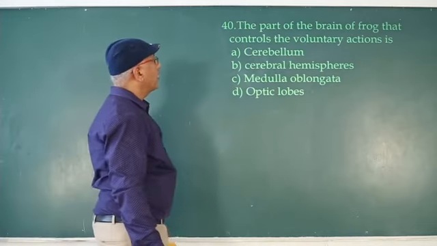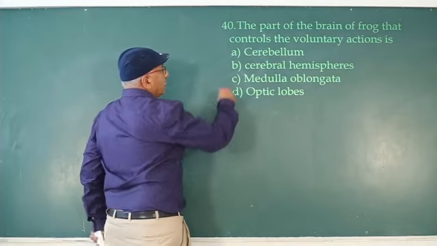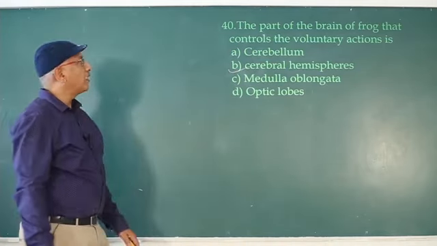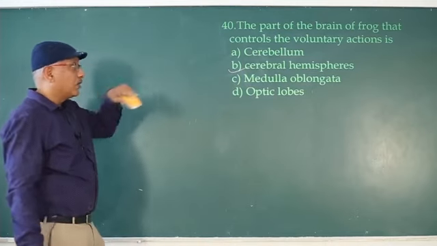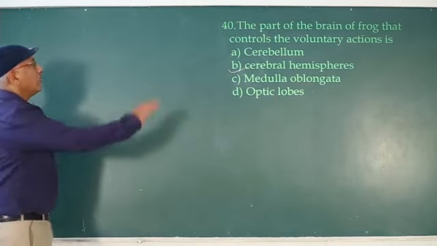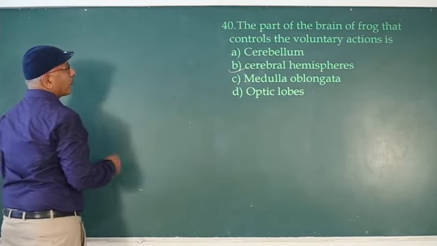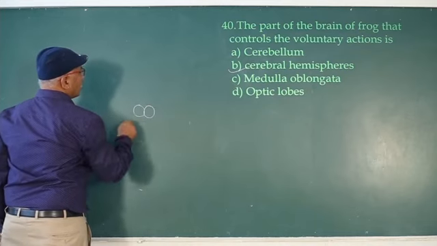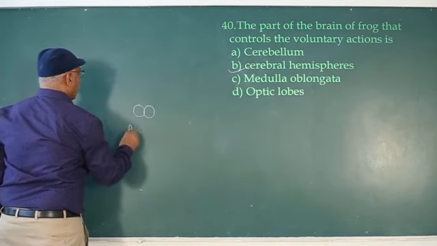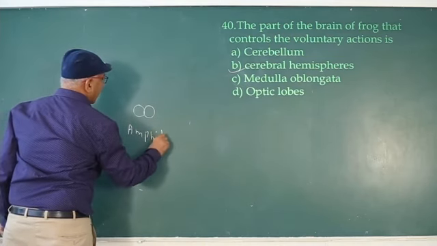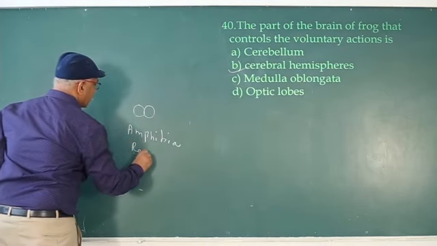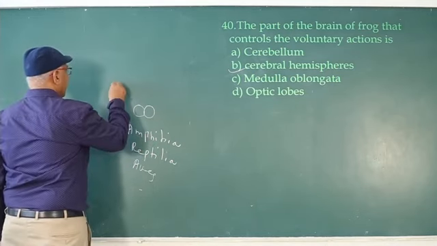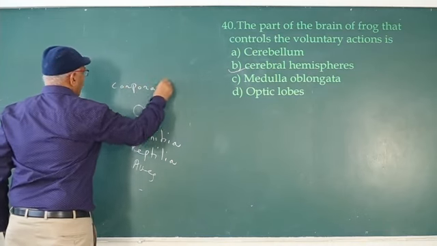The part of the brain of frog that controls the voluntary action is cerebral hemispheres. So regarding brain, 2 optic lobes are present in amphibia, reptilia, aves. This condition is known as corpora bigemina.